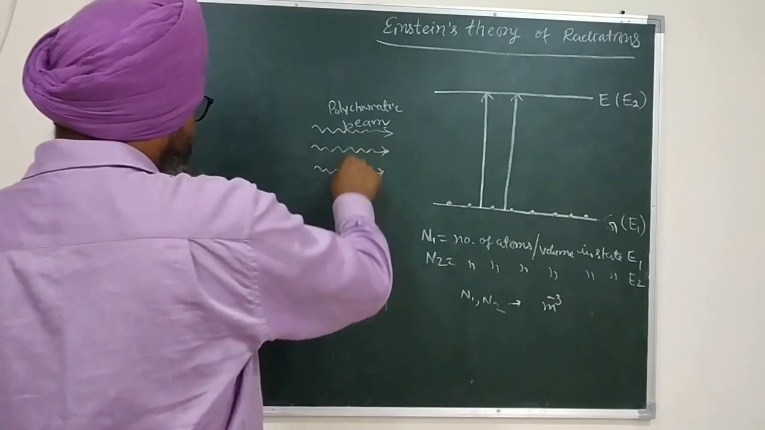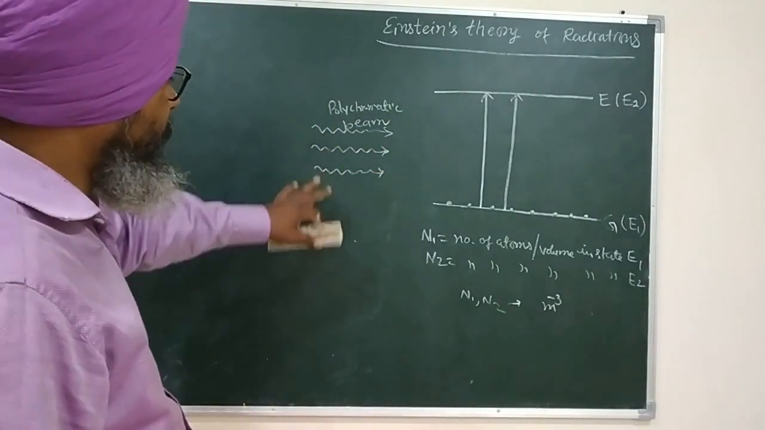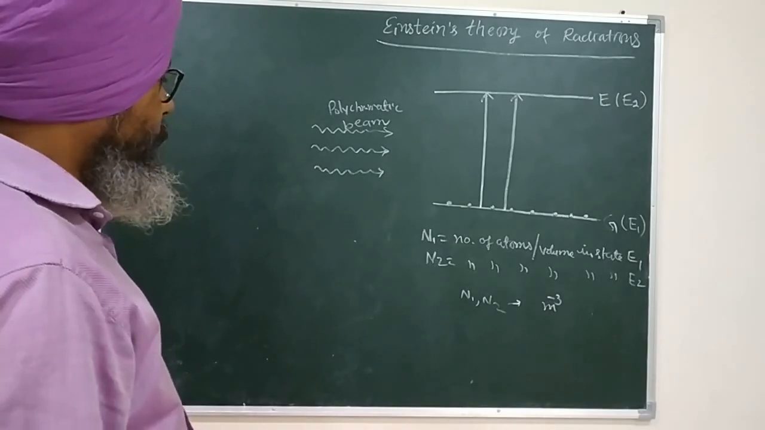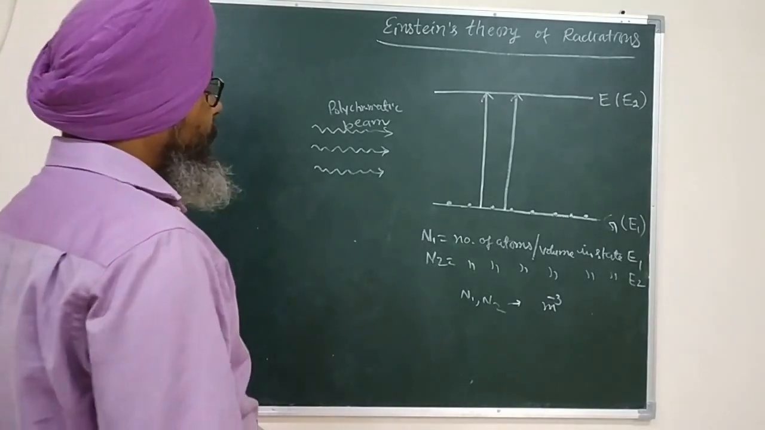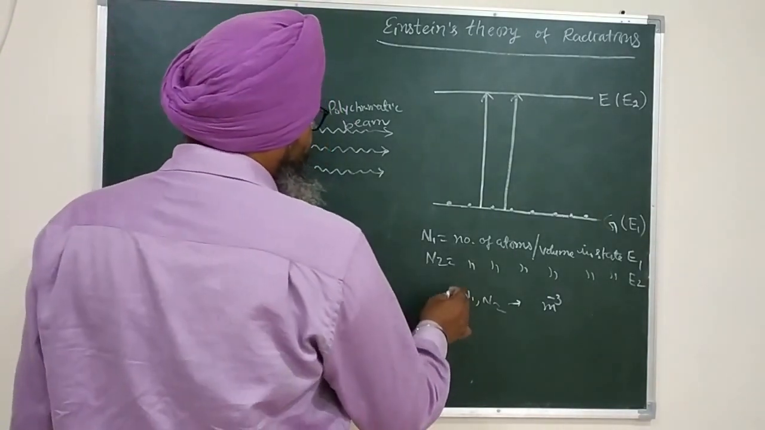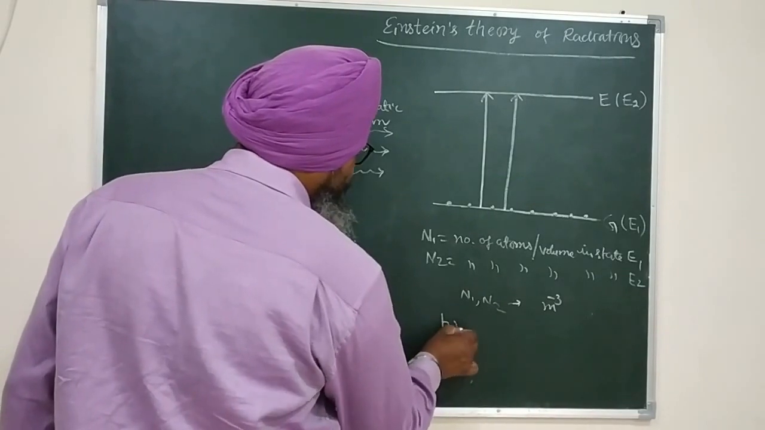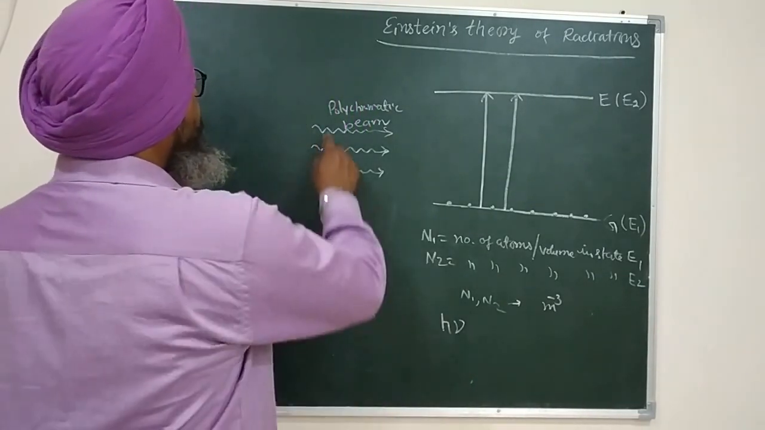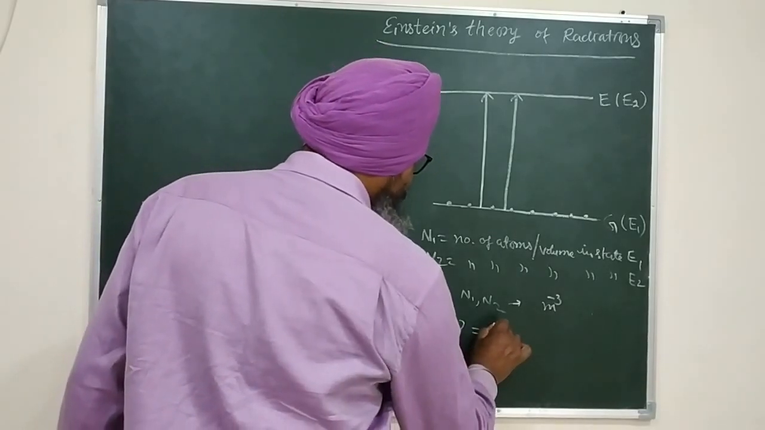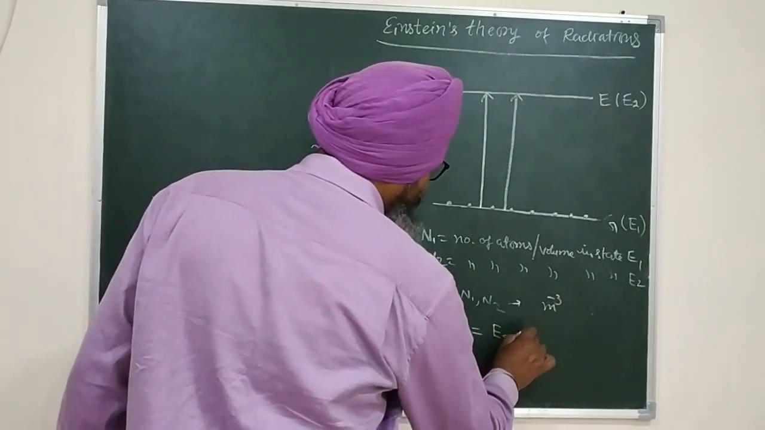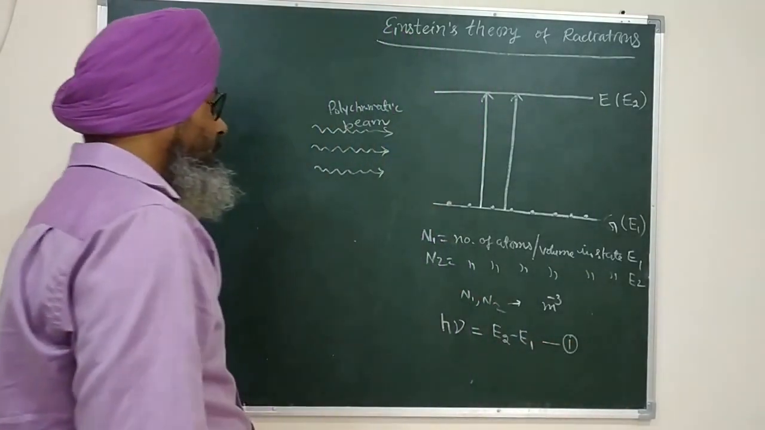So it means all the photons which are in this beam are not of the same energy. So the photons which will show maximum absorbance will be these ones. Let us say a photon has frequency nu in this beam, and if this photon satisfies this equation, h nu equal to E2 minus E1, I will call this equation number 1.